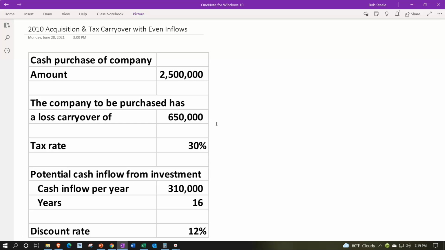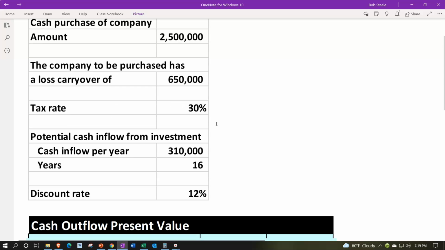So we've got the $650,000. We're going to assume the tax rate then at 30%. The potential cash inflow from the investment we're going to assume is $310,000 over 16 years. In other words, if the new company is purchased, we think that it's going to generate inflows from that company. We're going to assume 16 years out into the future.